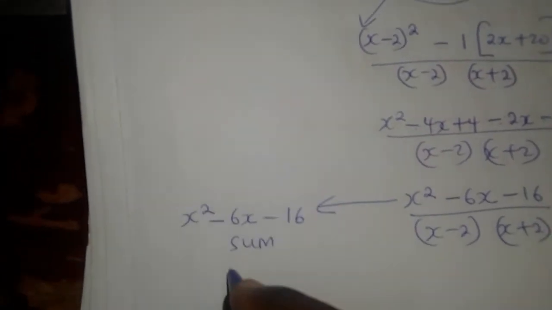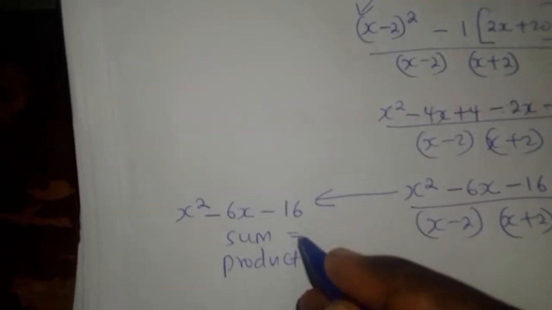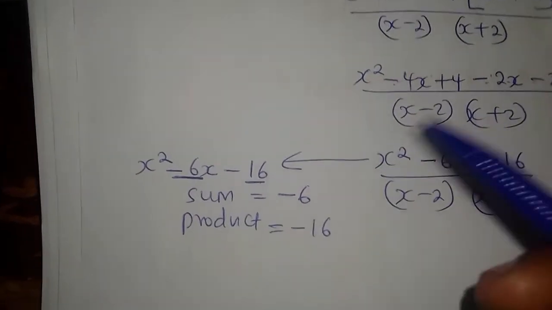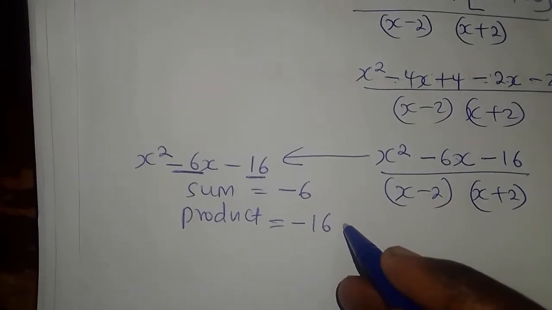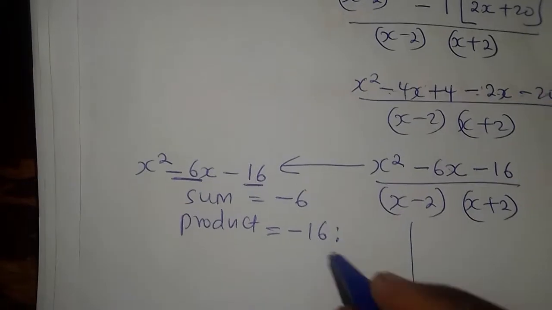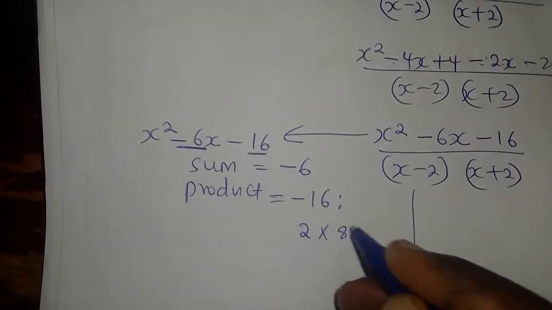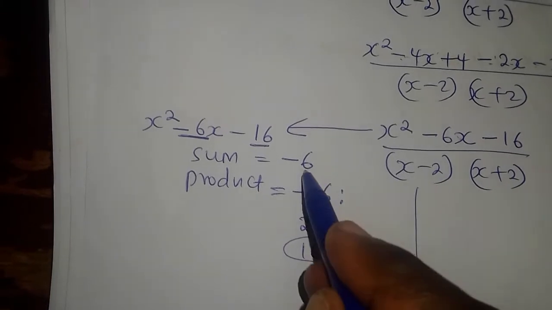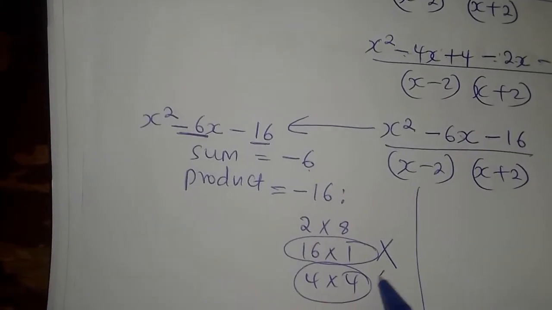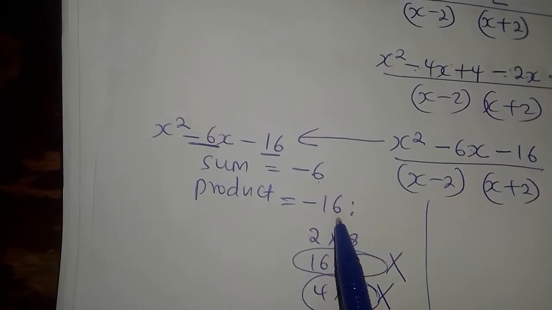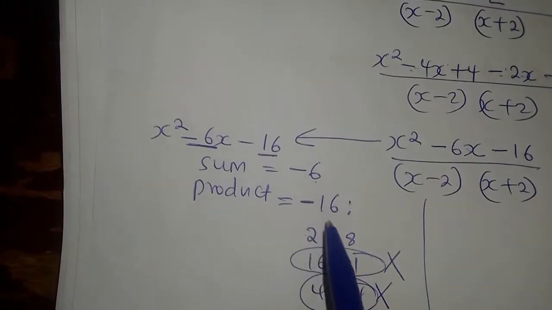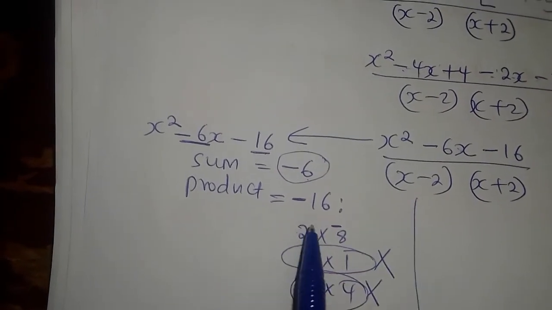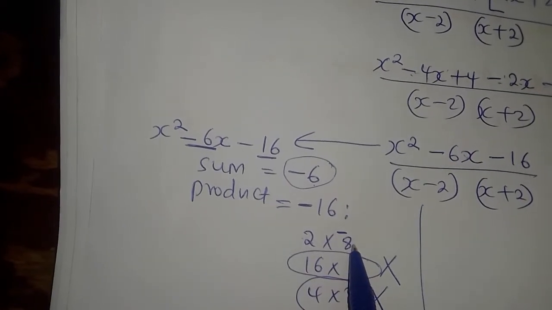I can use the sum-product factorization method. So the sum is this, negative 6. The product is this, negative 16. Two numbers, when you multiply you get negative 16, when you add you get negative 6. That is to say, which numbers do you multiply to get 16? We have 2 and 8, we have 16 and 1, we have 4 and 4. But obviously, there's no way you can add 16 and 1 to get even negative 6. That is impossible. 4 and 4 cannot work as well, you see. So you are left with 2 and 8. Of course, 2 times 8 is 16. But the product is negative. That means one of the numbers must be negative. And if the sum is negative, that means the bigger number becomes negative. So 2 times negative 8, negative 16. 2 plus negative 8, negative 6.